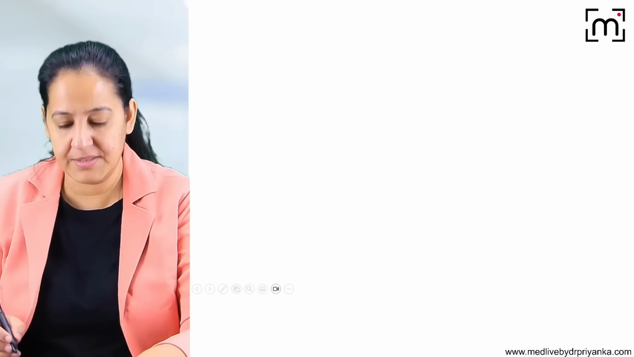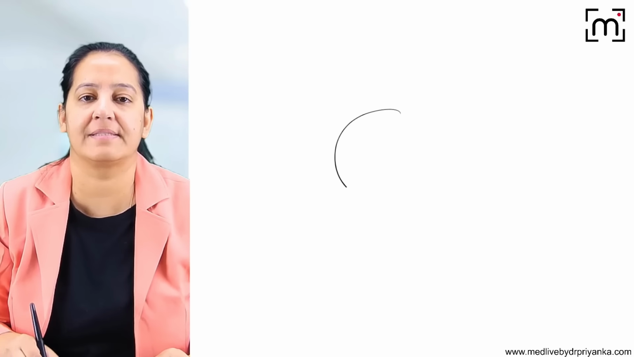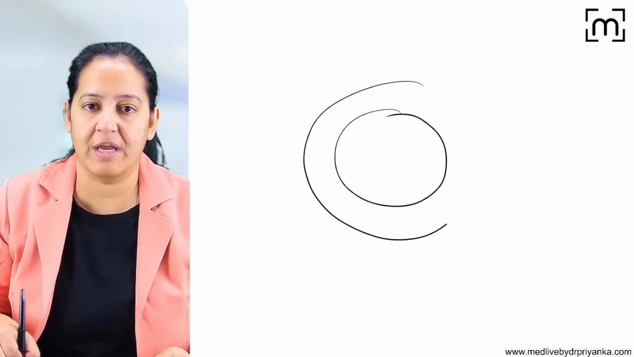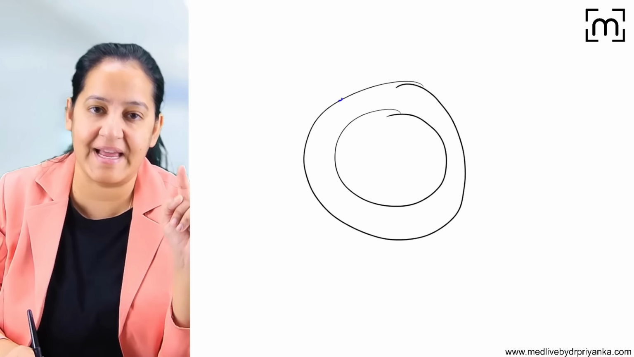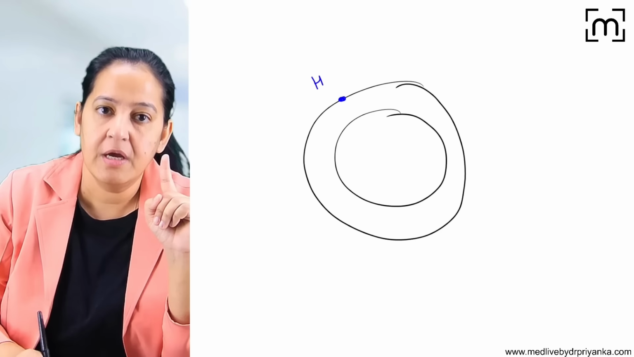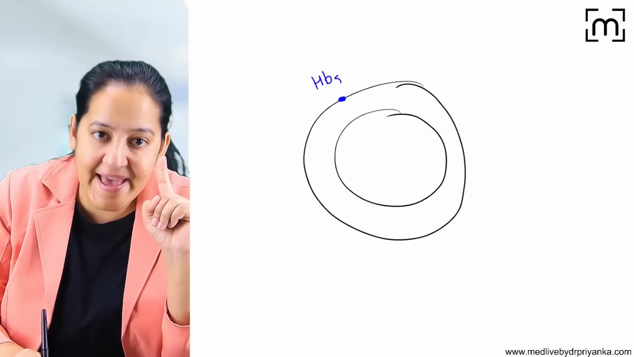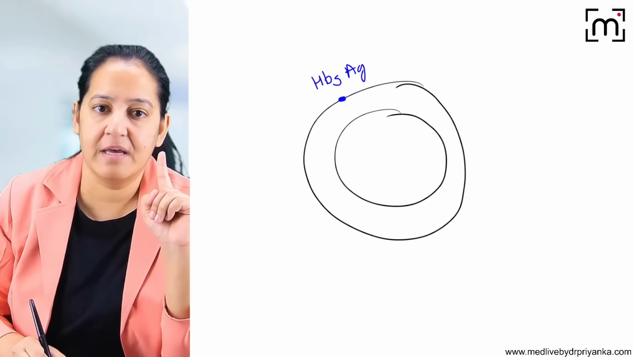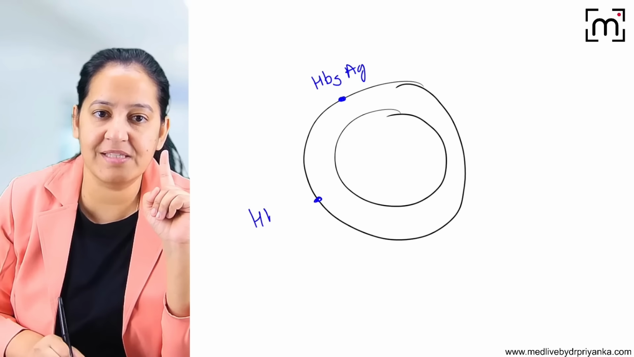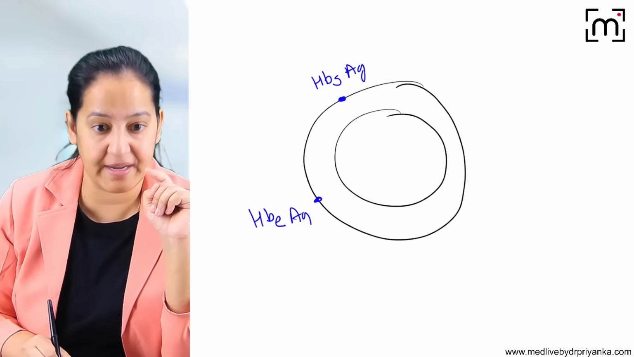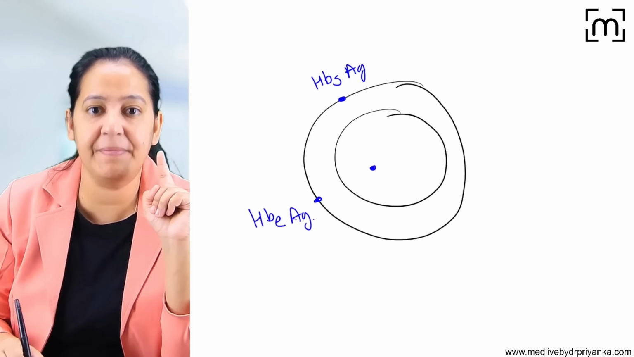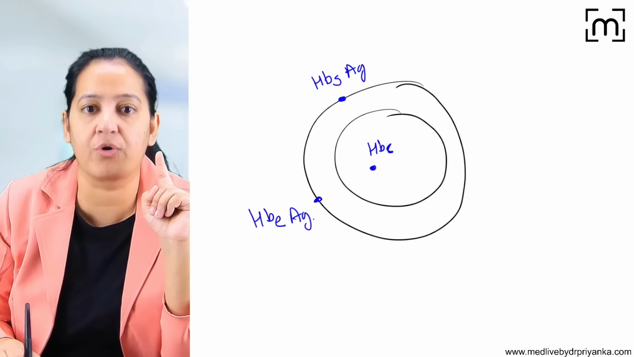Can I say it again? So see, this is the virus. Let me draw the virus. So this is the virus I'm talking about. On the surface of the virus, there is an antigen, that is S antigen, known as hepatitis S antigen, S for surface. There is another antigen on the envelope. It is known as hepatitis E antigen, E for envelope. And the third antigen is present deep inside, that is hepatitis C antigen, C for core.